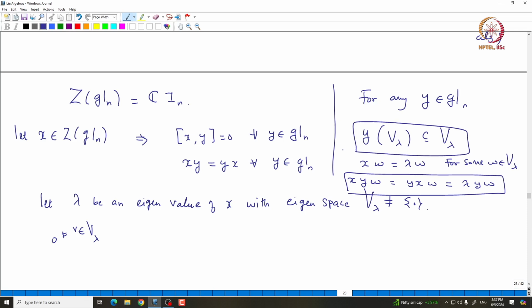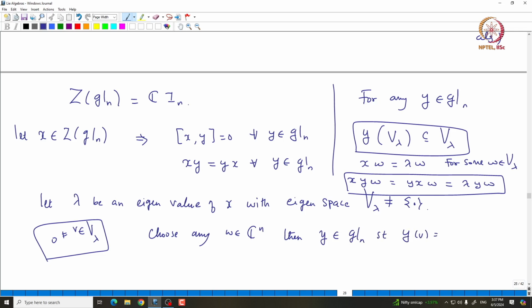And this is true for all operators y. Now, given this vector v and given any other vector, choose any vector w inside C^n. Then we can have an operator y inside GL_n such that y maps v to w. Okay. So, let us say we fix this vector v, then choose y inside GL_n such that y(v) is w.